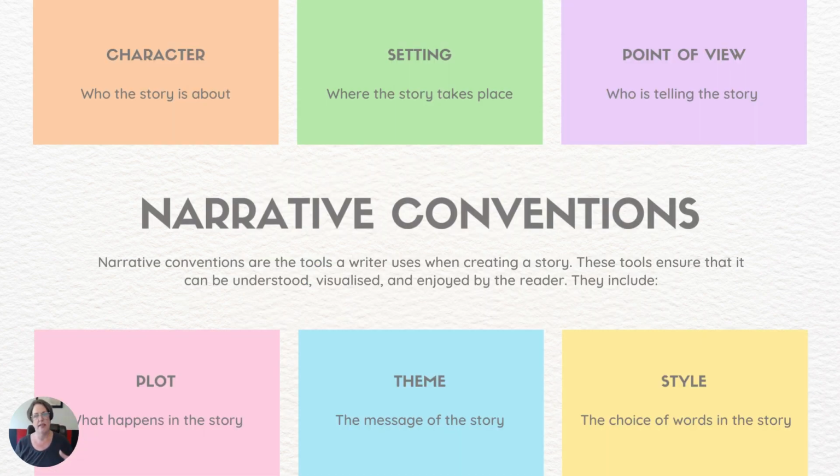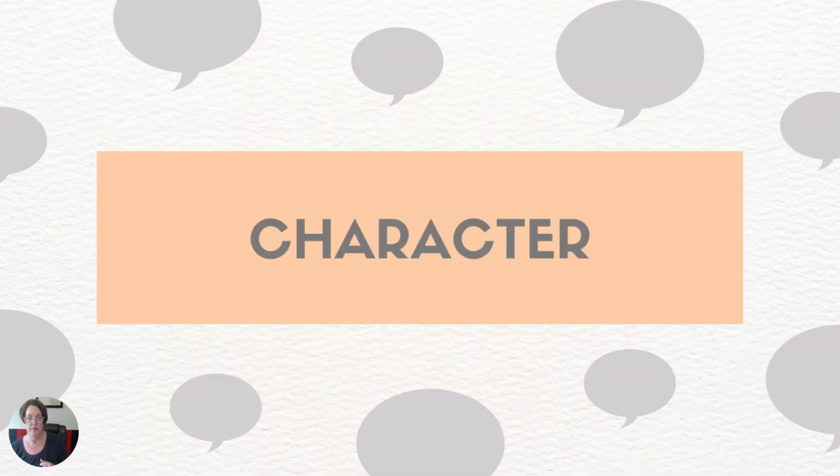But we're going to talk today a little bit about what we call narrative conventions. And these are things that writers use when they're creating a story, and they make sure that the story can be understood and visualized and enjoyed by the audience. They include these six things, but I'm only going to go into detail of the first four. We have character, setting, point of view, plot, theme, and style. So let's take a look at character first.